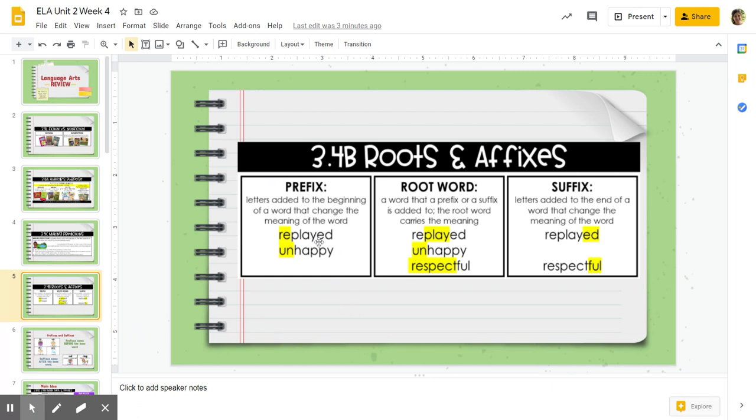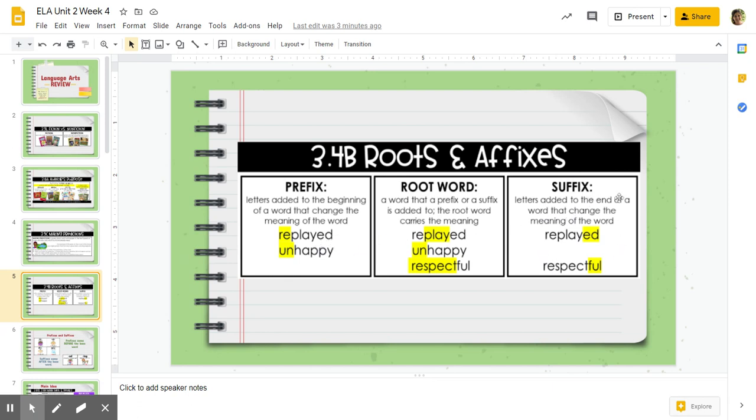We did a lot of prefix work. Prefix are a group of letters at the beginning of a word that changes the meaning of the word. The root word is the whole word that you find inside of your bigger word. And our suffixes have letters that are added to the end of the word that changes the meaning of the word. Okay, so for prefixes, here we have an example of re added to played. So we're playing again. On to happy, you are unhappy or not happy.